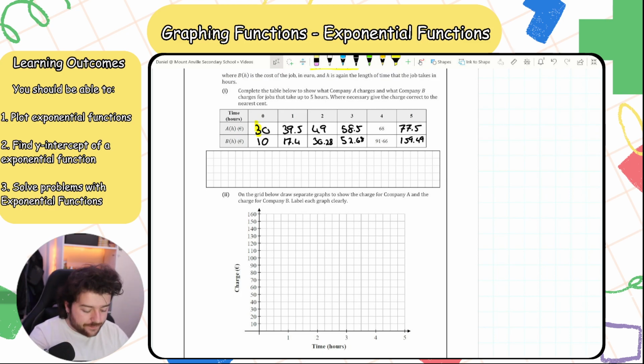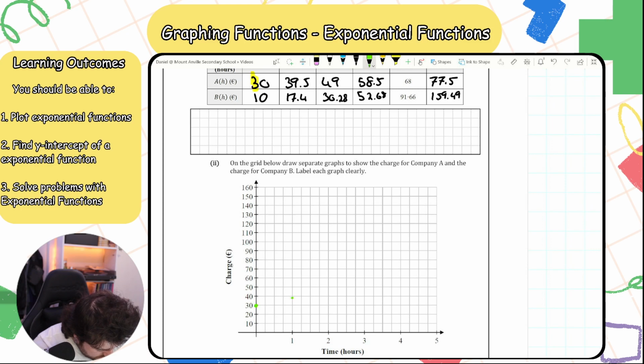So let's plot this out. I'm going to do company A in green. So 0 hours, they charge €30. For 1 hour, they charge $39.50. Again, so just make a little dot there. I think that's enough. Like that. 2 hours, they charge $49. So that's going to be like up here, I think.